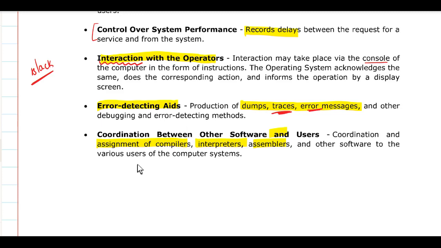And lastly, there is coordination between other software and users, that is assigning of compilers, interpreters, assemblers, and other software to the various users of the computer system. And these are the programs that normally interpret the instructions that are provided to a computer at high level, for the computer hardware that does the instructions at low level, and therefore that kind of coordination is again performed by the operating system.